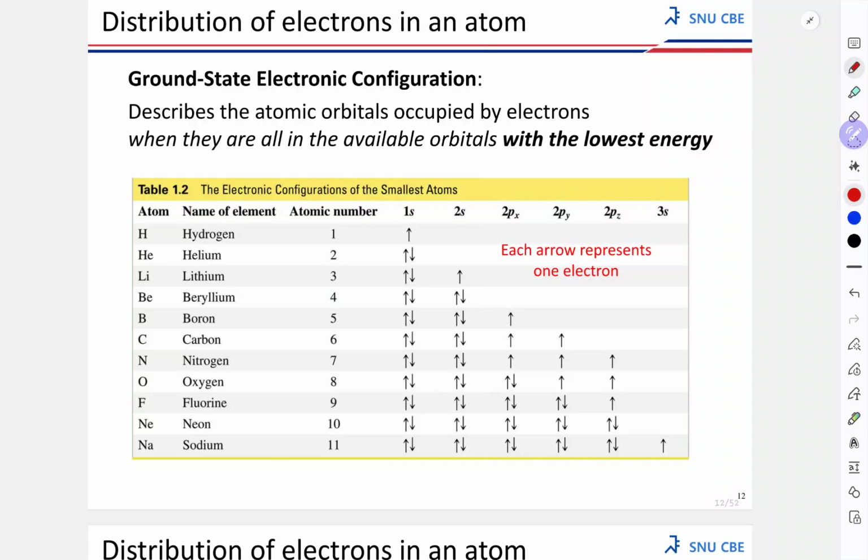And here's a table showing you some typical examples of the electronic configuration of the smallest atoms, from hydrogen to sodium. You have the atomic numbers, 1 for hydrogen and 11 for sodium. This is how electrons occupy the subshells and shells, from 1s to 3s. You can notice the arrows, and each arrow indicates one electron. For hydrogen, you have 1 unpaired electron. For helium, you have the paired 1s 2 electrons. And this can go on and on. For lithium, you have the 1s electrons in the orbital and 1 unpaired 2s electron. You can do the same thing for the following elements.